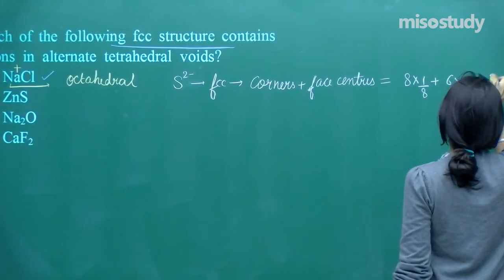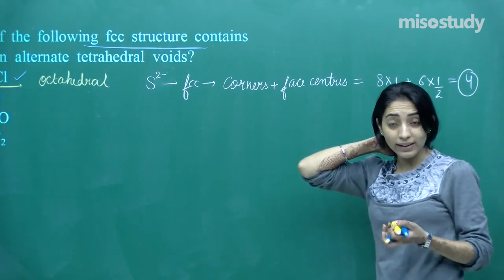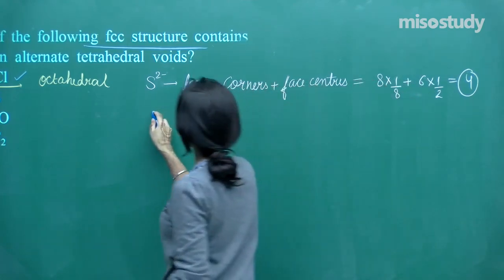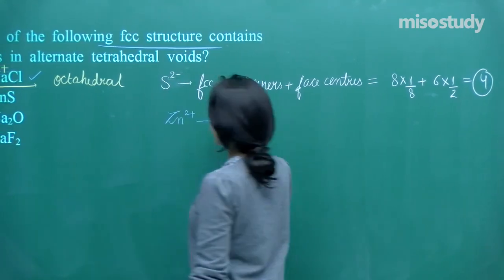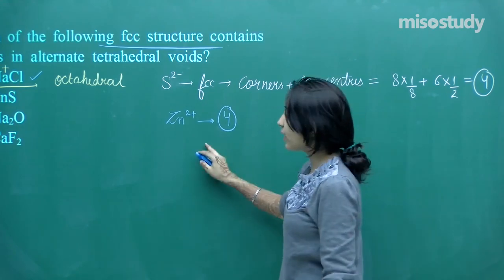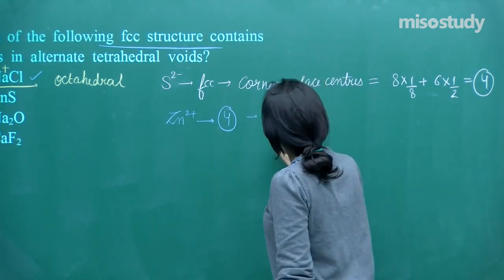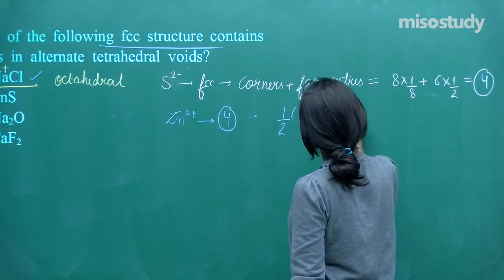So we'll have a total of 4. So when we have a total of 4 S2 minus, how many Zn2 plus do we need? The Zn2 plus that we need should also be 4. You remember I told you that this time the Zn2 plus will be present in half of the tetrahedral voids.